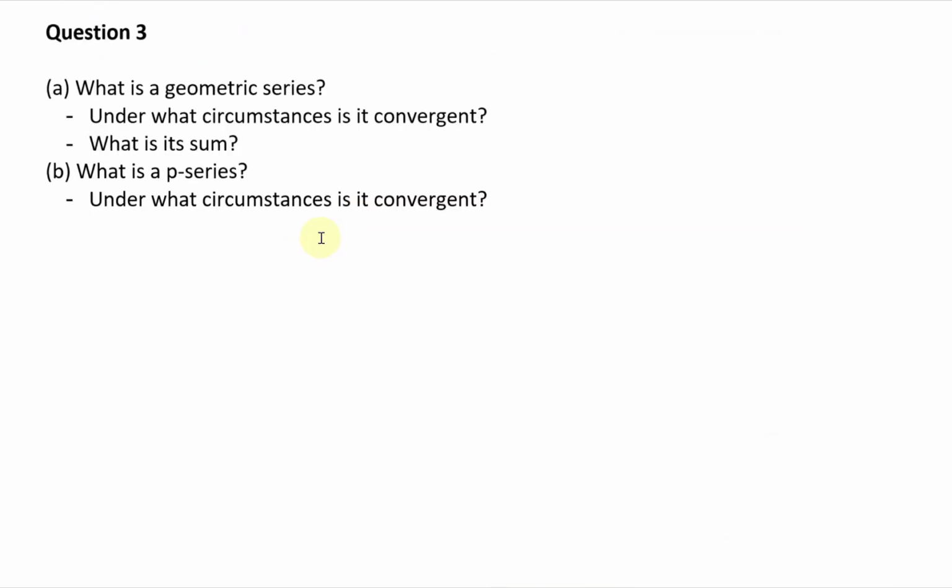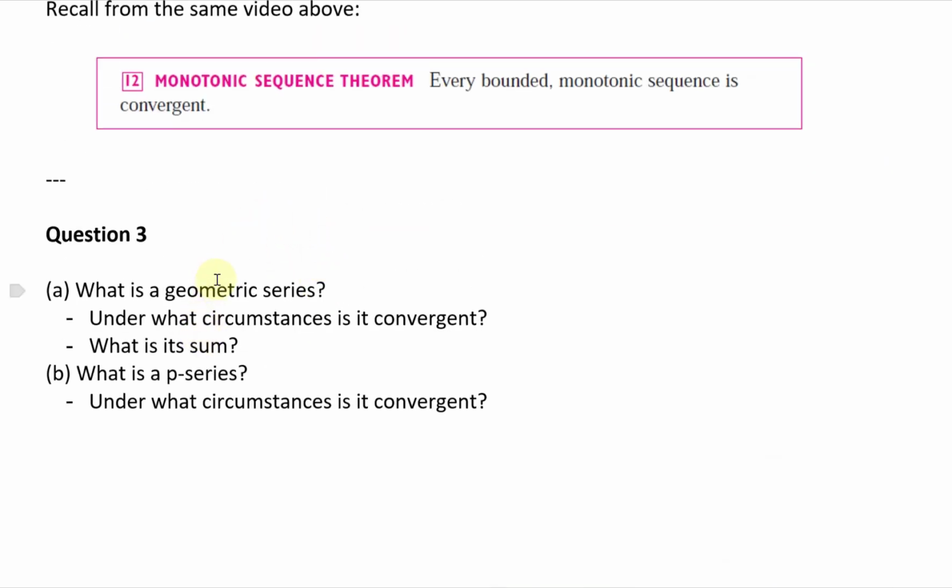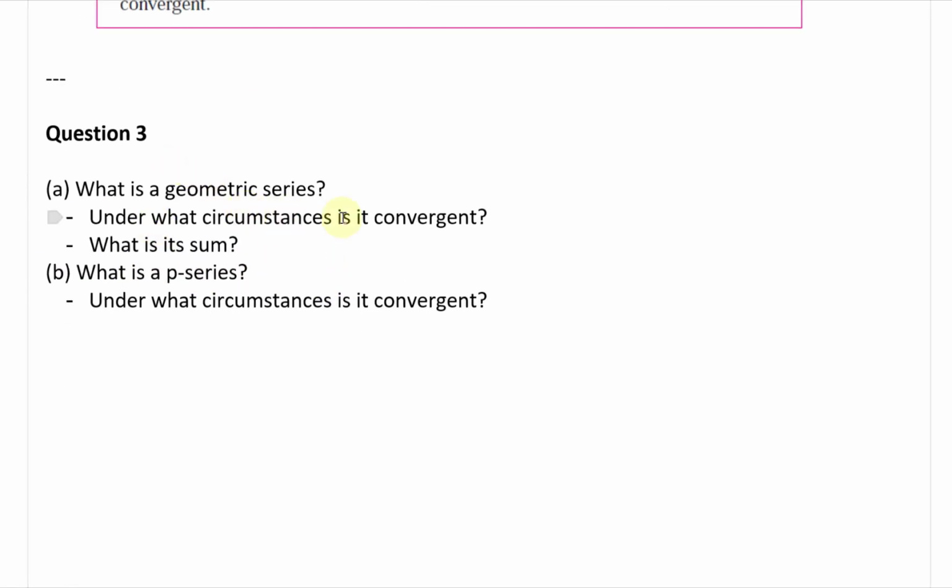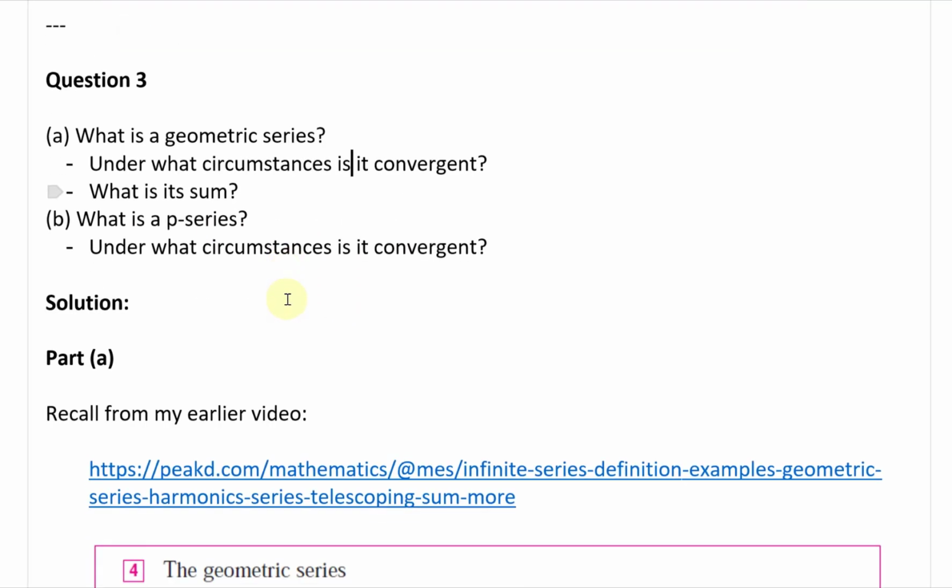So now let's take a look at question 3. We're basically rapid firing these. Eventually we get to ones where I actually have to do some solving by using my pen. Anyways, question 3. What is a geometric series? Under what circumstances is it convergent? And what is its sum? And then part B, what is a p-series? And under what circumstances is it convergent? Alright, so now let's take a look at the solution to question 3.